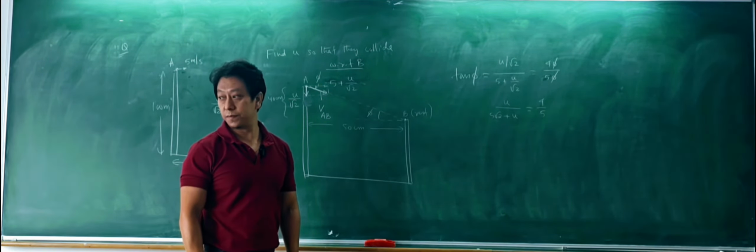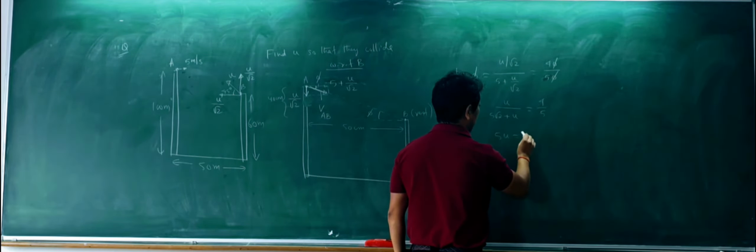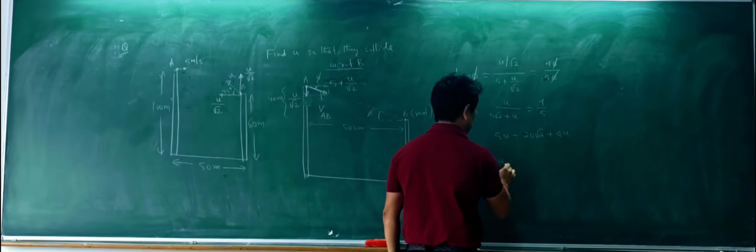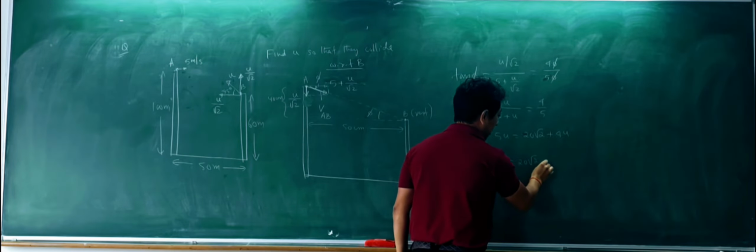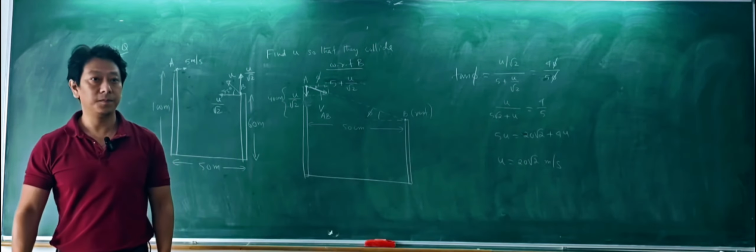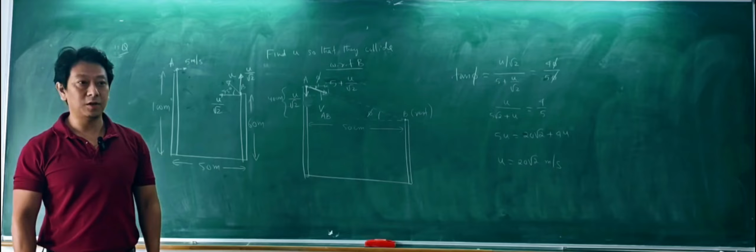How much does it come to? Cross multiply. 5U is equal to 20 root 2 plus 4U. So U will be what? 20 root 2. Luckily, a nice number came. Yes or no? Now if they ask the time of collision, then what will you do?